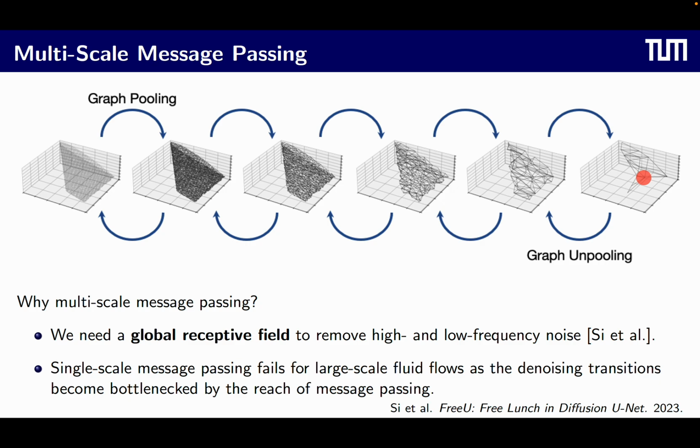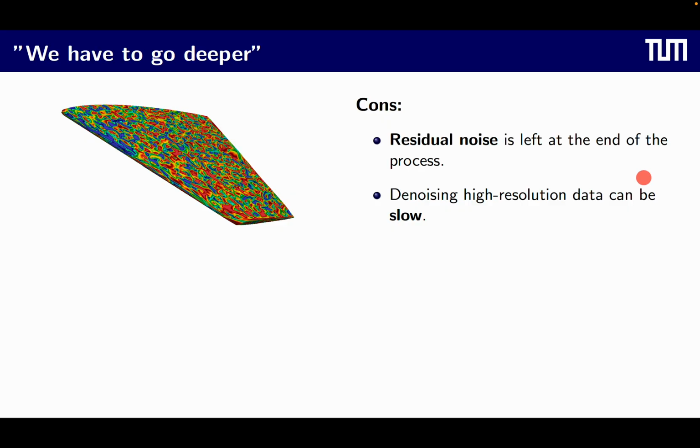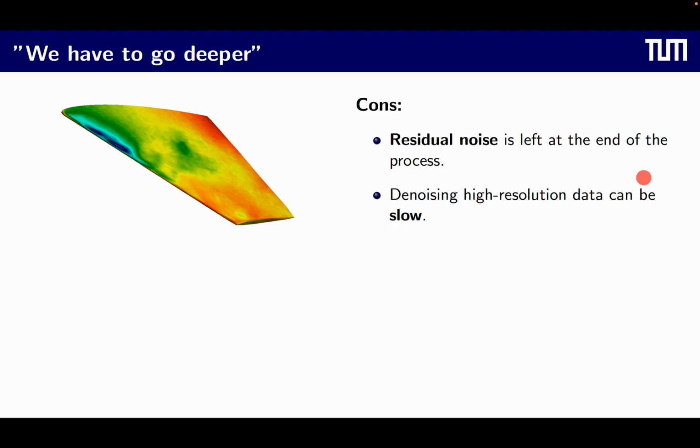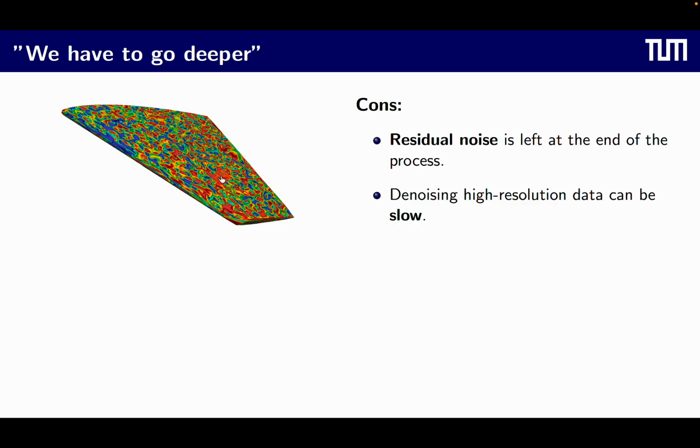Now that we have our diffusion graph net and we have trained it, we can map a sample from a Gaussian distribution to a physical field. For instance, in this case, we obtain the pressure field on the surface of a wing.